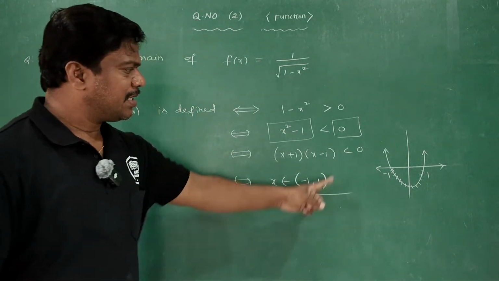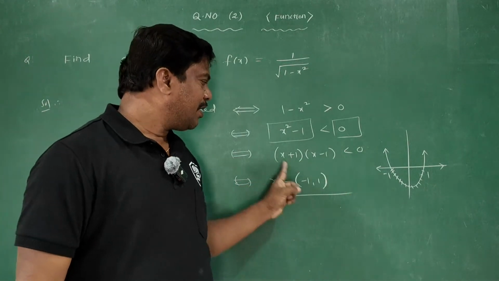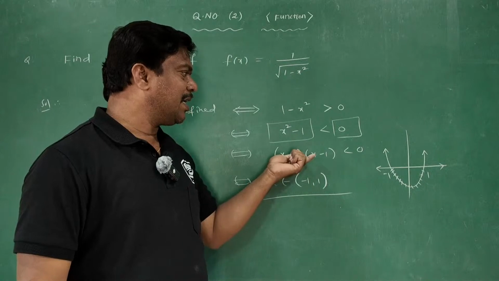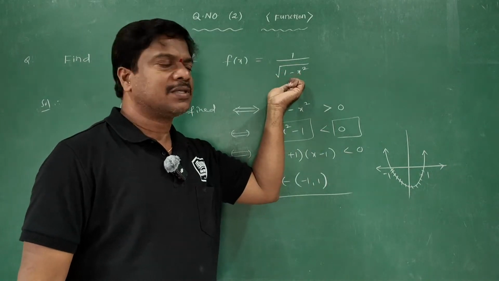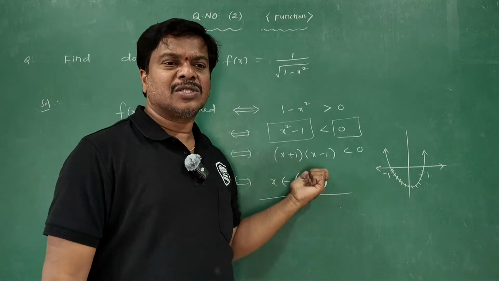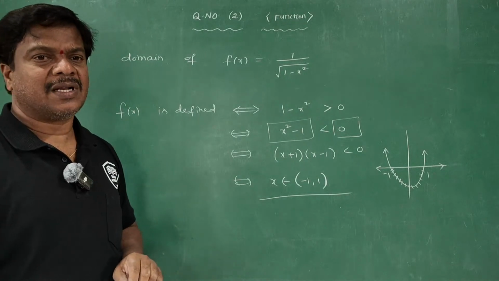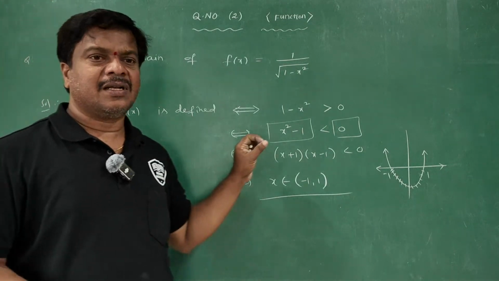Why? Because there is no equality. Equality holds only when you write minus 1 and 1, but equality does not hold for existence of this function, so no need to write closed brackets. For minus 1 to 1, you have to write only open brackets, remember. They are very, very important.